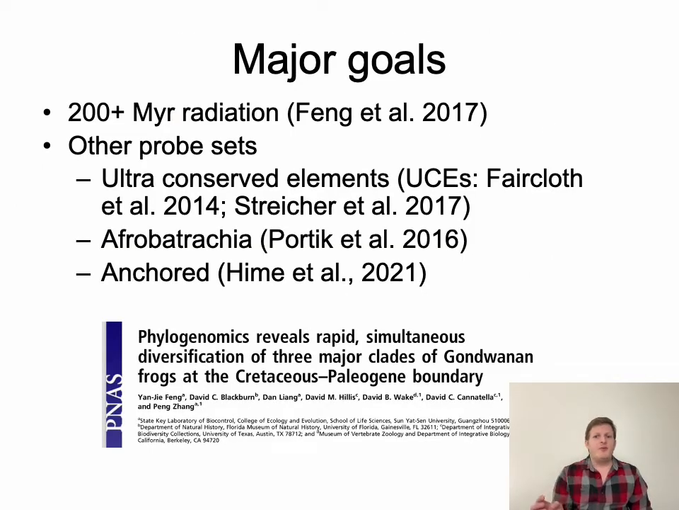And the major goal of this was to get this probe set to work across this entire 200 million year radiation. Other probe sets existed at the time when I designed this, such as UCEs, but in UCEs only about 50% of the target UCEs were captured. There are other more specialized probe sets, such as the Afrobatrachian probe set, but these only worked in smaller groups.